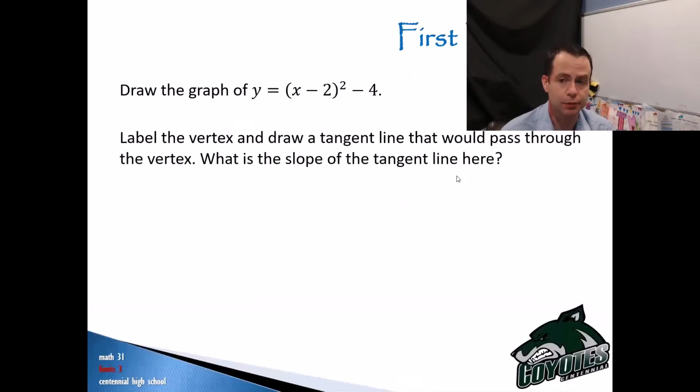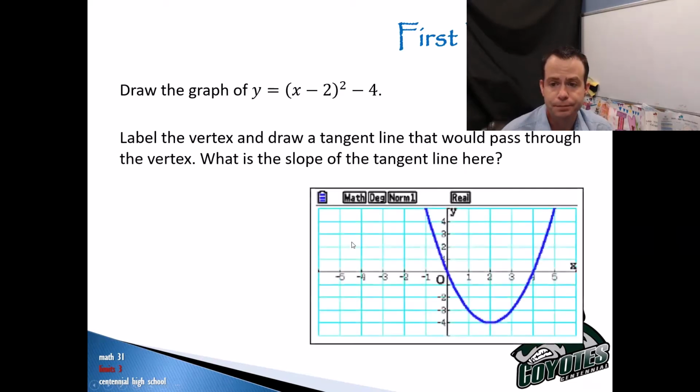Here's what we're going to do. I would like you to draw the graph of y equals (x minus 2) squared minus 4. We're going to start with something you know. This is a quadratic that opens up. It has a vertex at (2, -4). Then I want you to label that vertex and draw a tangent line that would pass through the vertex, very similar to what we did way back on day 1. Something like this. The tangent line that would pass through the vertex would have a slope of 0.